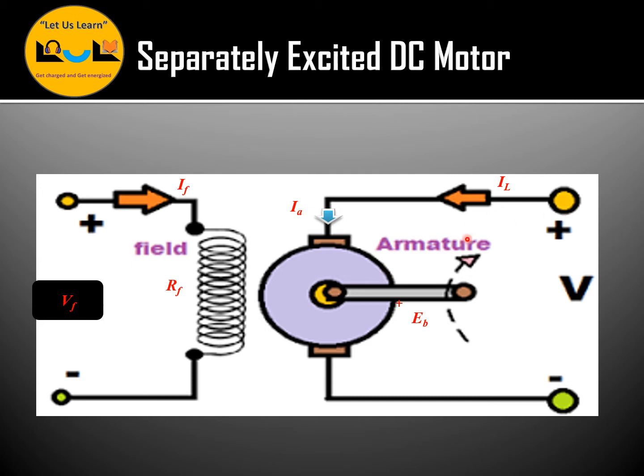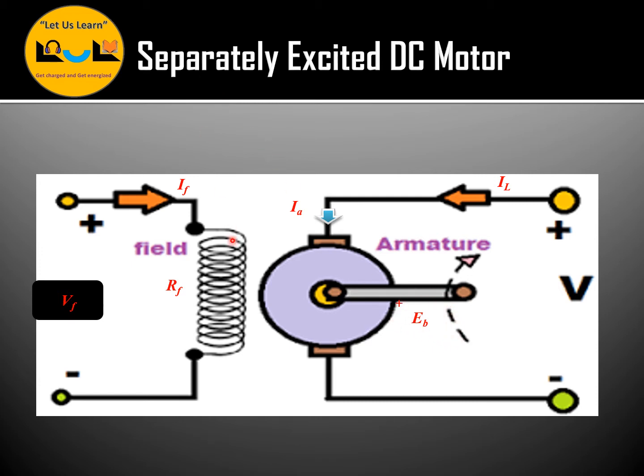For the armature also we are giving some external input, where IF is the field current, RF is the field resistance, IL is the line current, that is the input current, IA is the armature current, RA is the armature resistance and EB is the back EMF. Back EMF means EMF which opposes the applied voltage. The applied voltage is in the anti-clockwise direction. The back EMF is in the clockwise direction. We will discuss the back EMF in detail in the upcoming videos.